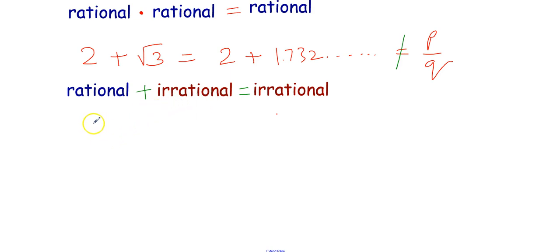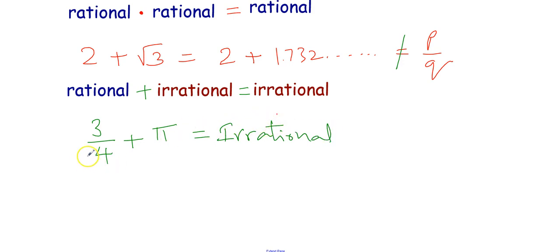One more example, let me have 3/4 here. 3/4 plus pi. 3/4 is a rational number, but pi is irrational. And again, this is a big number, 3.14, etc. all the way. And 3/4 is 0.75. On adding those two, we will still get an irrational number.